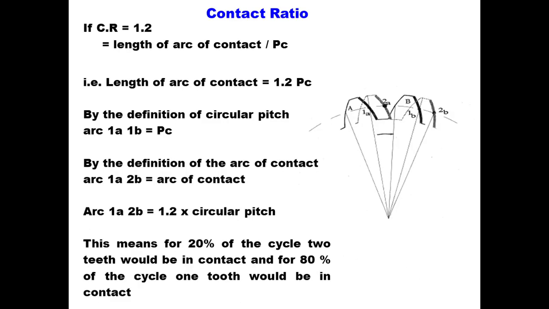Now contact ratio. We have already seen which gears have more contact ratio. So CR is equal to length of arc of contact by PC. Say CR is 1.2, then length of arc of contact is equal to 1.2 times PC. By the definition of circle pitch, arc 1A 1B is equal to PC. The contact arc 1A 2B is equal to the arc of contact. This means for 20% of the cycle two teeth would be in contact and for 80% of the cycle one tooth would be in contact. So that is the normal definition.